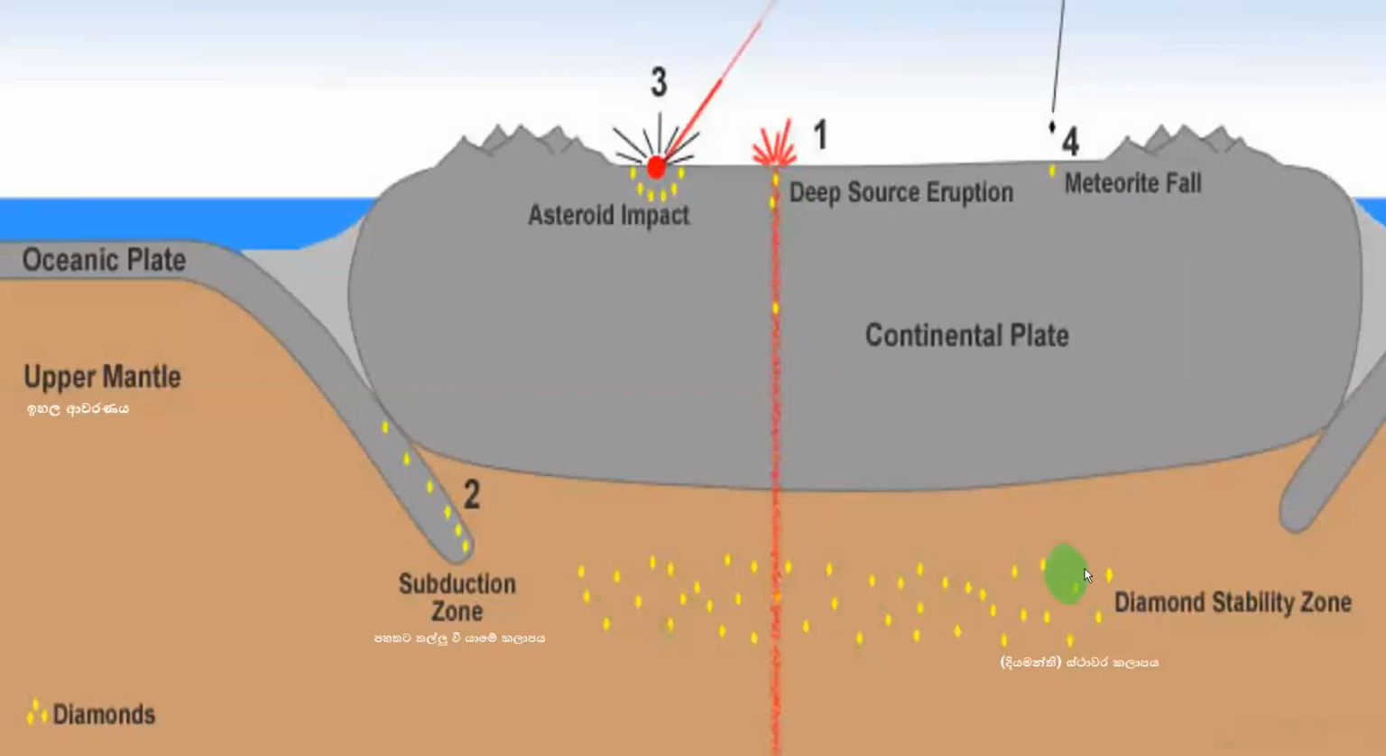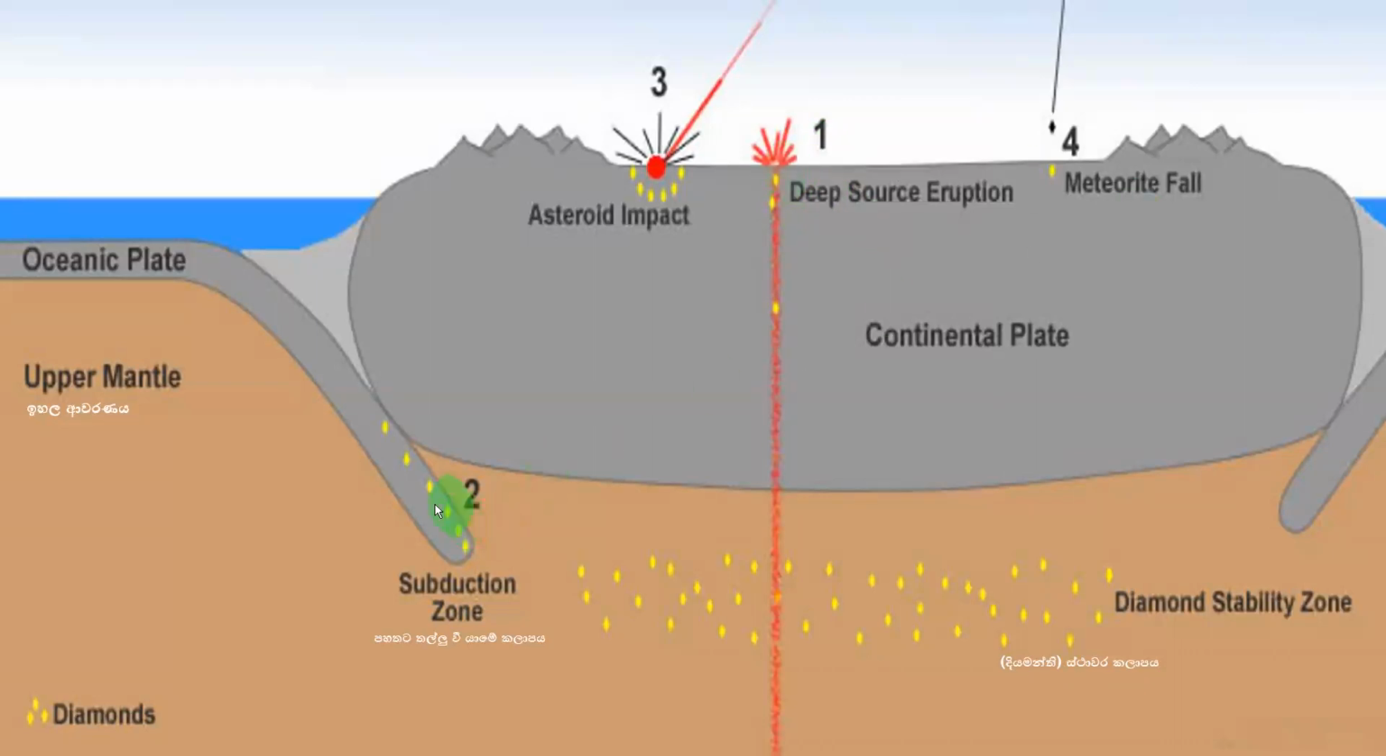The yellow dots are the diamonds. So in this area, diamonds are created with high temperature and high pressure. Then they come forward through a deep source eruption. This is the continental plate. This is the ocean. This is the oceanic plate. So number 1 method is deep source eruption, volcanic eruption.